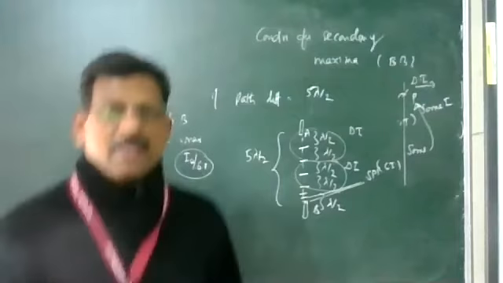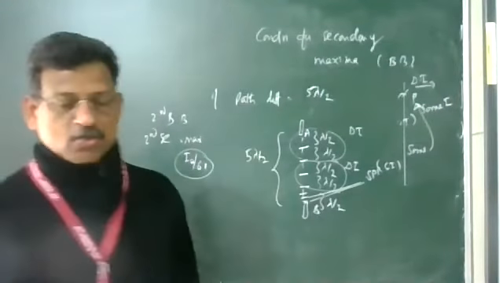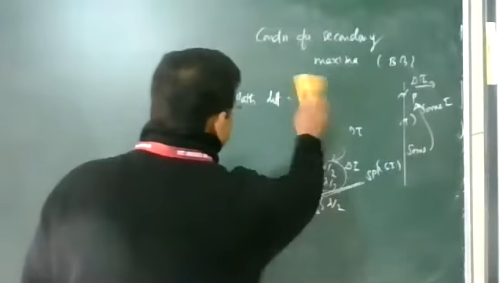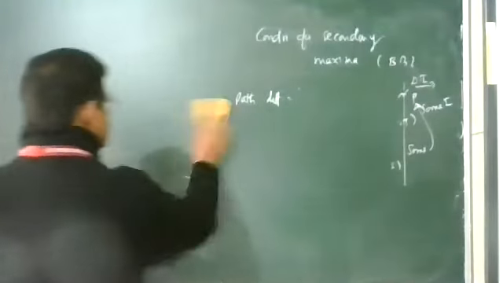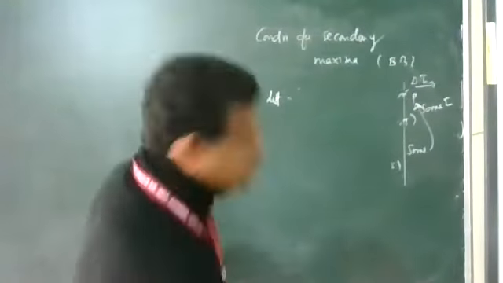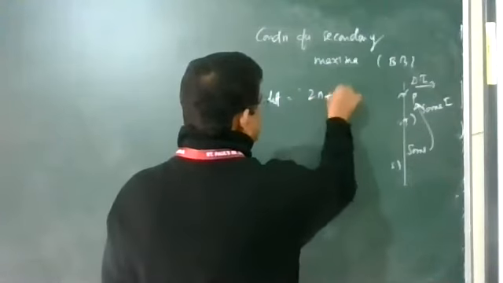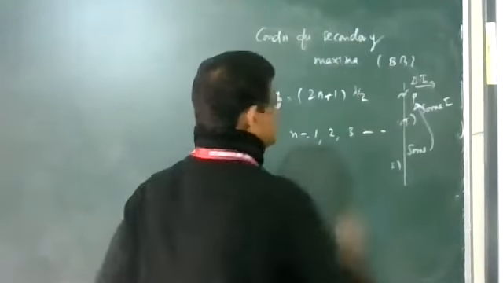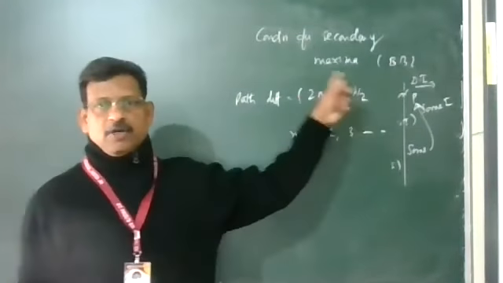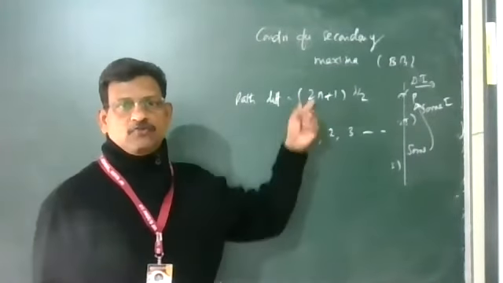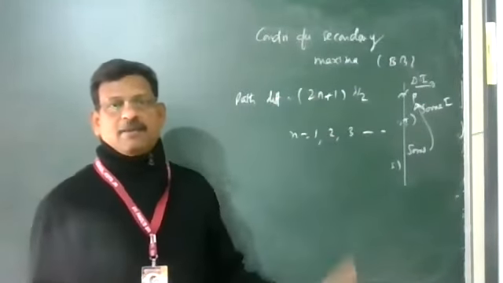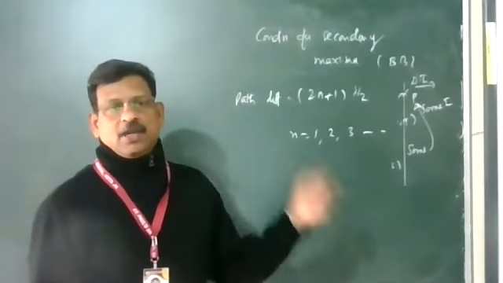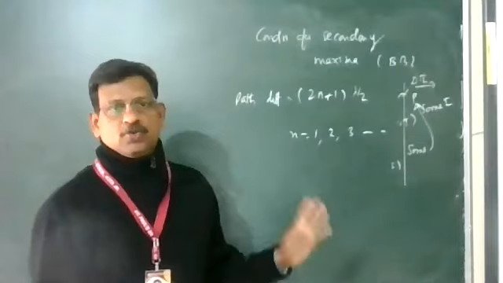So for the third maxima, what is the condition? It will be 7 lambda by 2. So in general, what is the condition for path difference? For secondary maxima, path difference is equal to (2n plus 1) lambda by 2, where n equals 1, 2, 3. When n is 1, we get 3 lambda by 2. When n is 2, 5 lambda by 2, then n is 3, 7 lambda by 2, like this. Lambda by 2 exists. So 3 lambda by 2, 5 lambda by 2, 7 lambda by 2. So this is the condition.